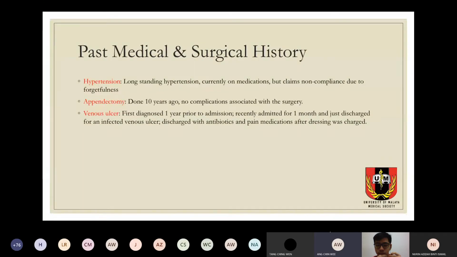Okay, so this is the patient's past medical and surgical history. Patient had a long-standing hypertension, currently on medication which he doesn't remember because he is not compliant to it due to his forgetfulness. He had an appendectomy about 10 years ago, with no complication associated with the surgery. He also had a venous ulcer diagnosed 1 year prior to admission. Recently admitted again 1 month ago due to an infected venous ulcer and discharged with antibiotics and pain medication after the dressing was changed.